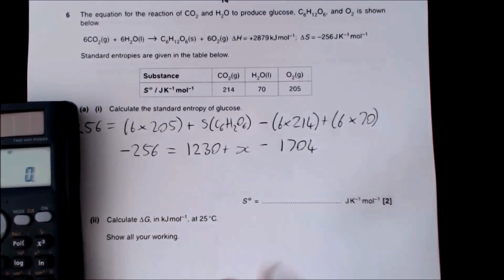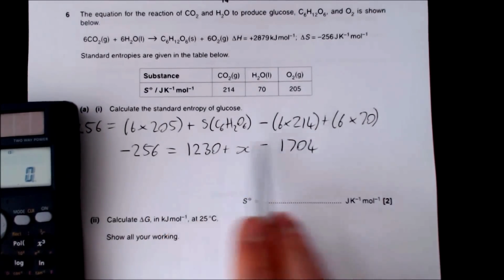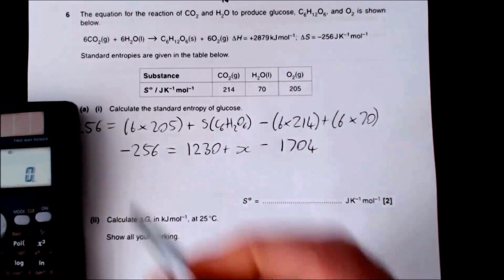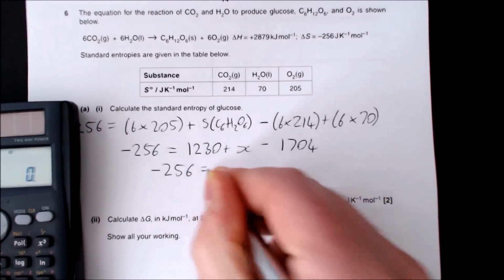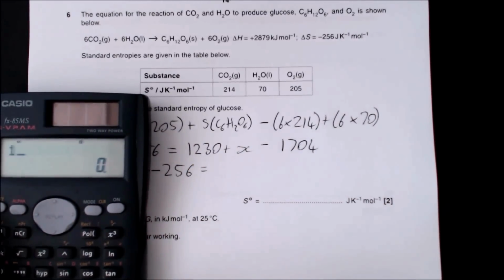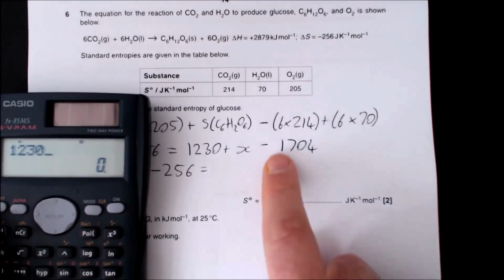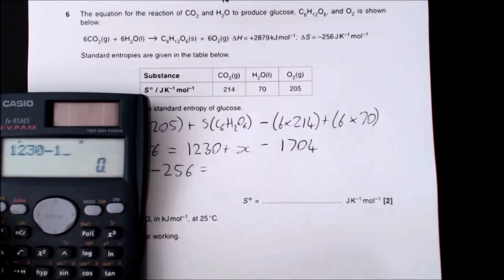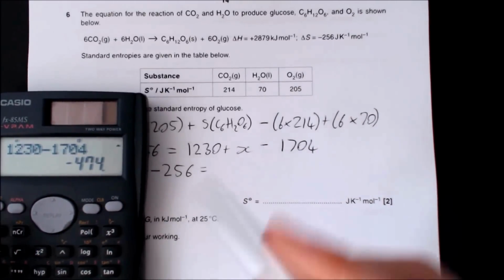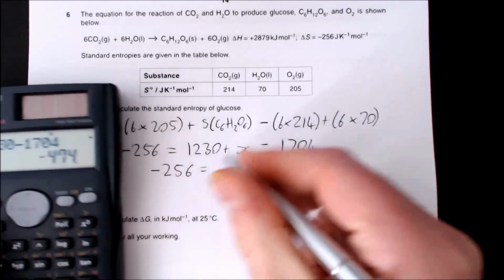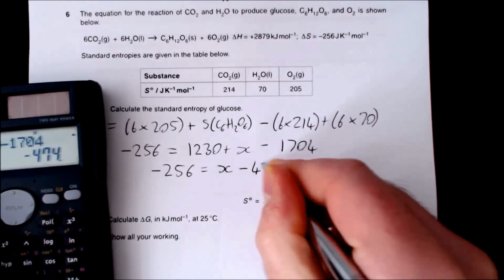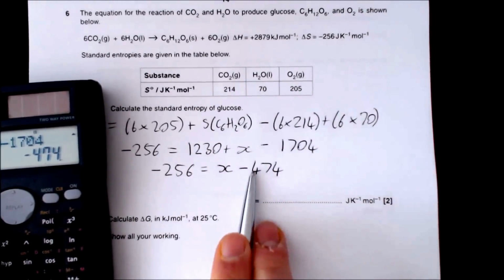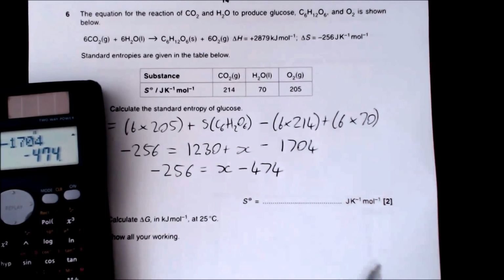Okay, which is on that side. Now, if I combine these two numbers together, so if we do -256 would equal, and then if I do the 1230 again to simplify it, minus 1704, and we should get -474. So I'll put X minus 474, and then all we have to do is take this across and add the two numbers together.